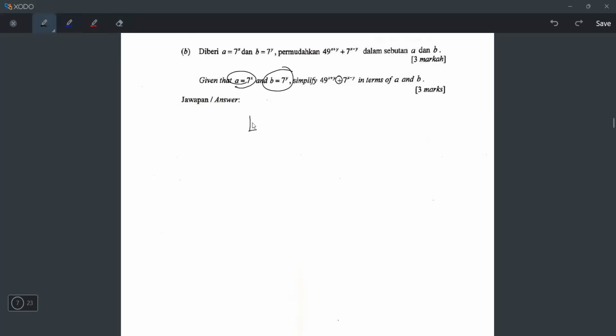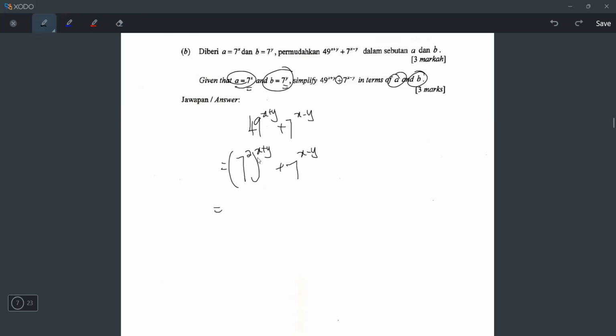Okay, so for this question, 49 power x plus y plus 7 power x minus y. They want the answer to be in terms of A and B. It means I have to try my best to change this to 7 power x and 7 power y, because 7 power x is A and 7 power y is B. But how to change this into 7 power x and 7 power y? You need to make the base, jadikan base 7 lah, right? And we all know 49 memang can change to base 7. 49 is 7 power 2. But 7 power 2, you still have to power x plus y. This is already base 7, so just leave it lah.